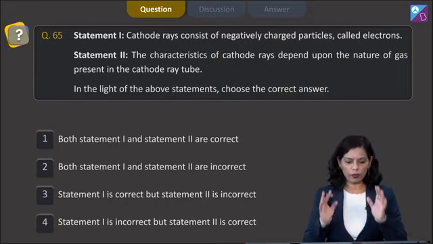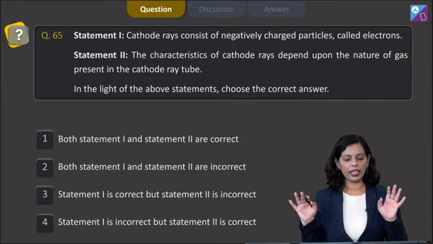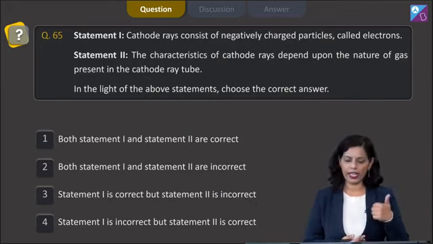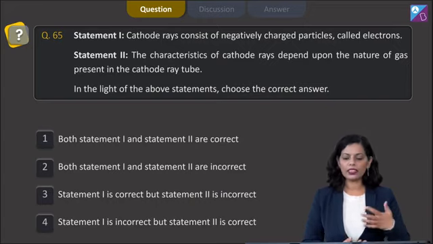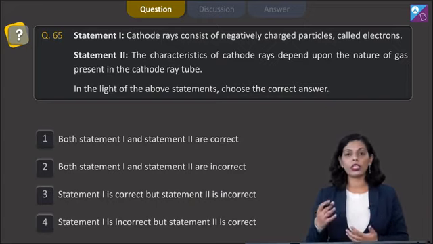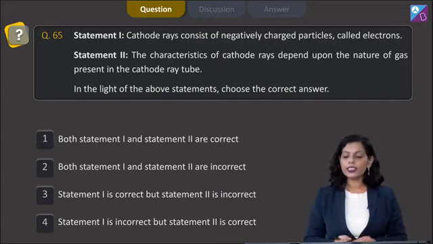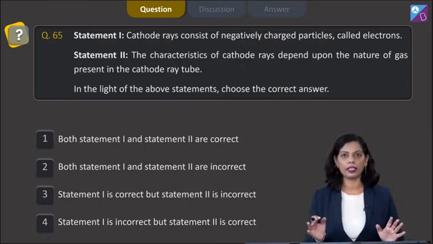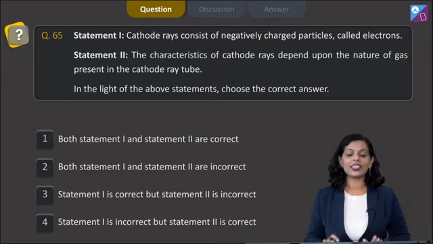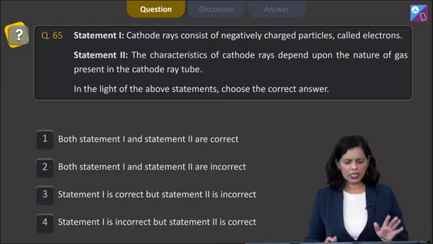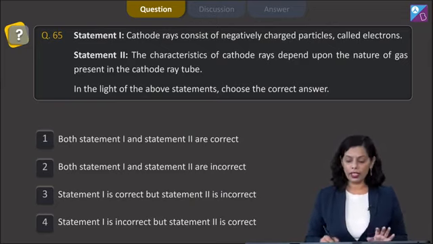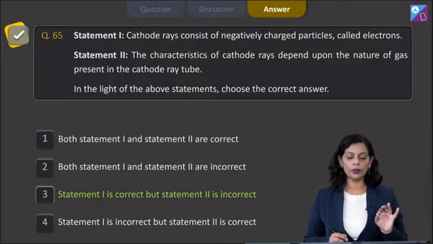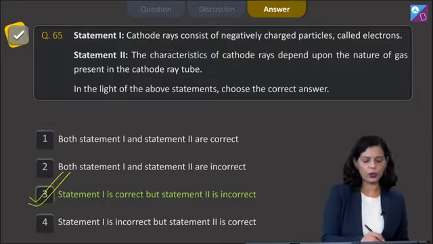So first statement is absolutely correct. Cathode rays consist of negatively charged particles called electrons. Right. Now statement 2, the characteristics of the cathode rays depend upon the nature of gas. No, because they are dependent neither on the nature of gas nor on the type of electrode. Right. So it means statement 2 is incorrect, and if statement 2 is incorrect and statement 1 is correct, the right answer for you to choose is option 3. That's the right one. Okay.